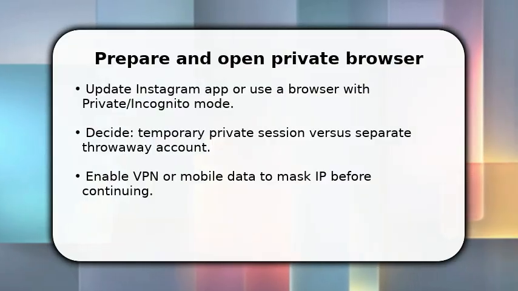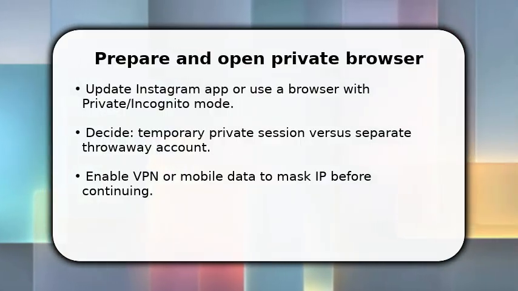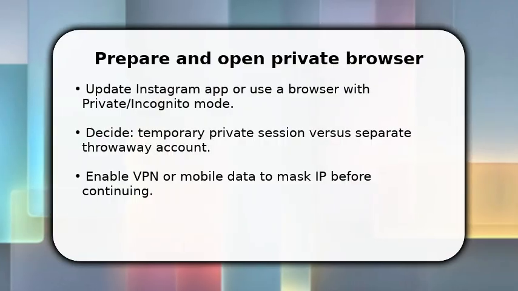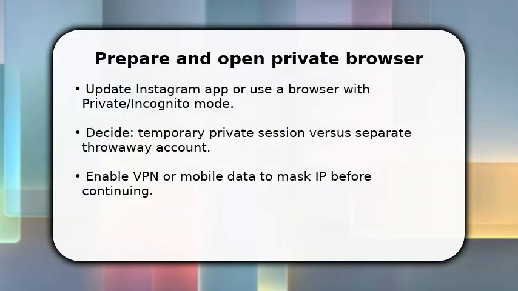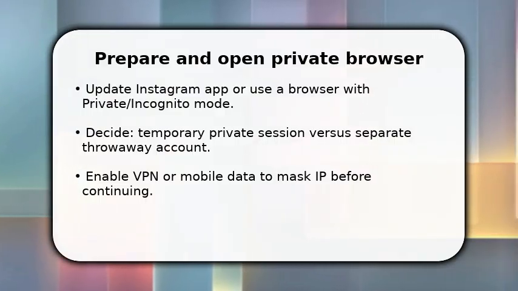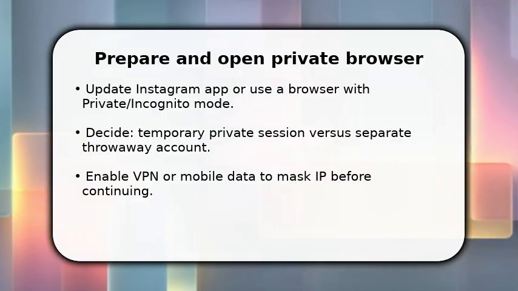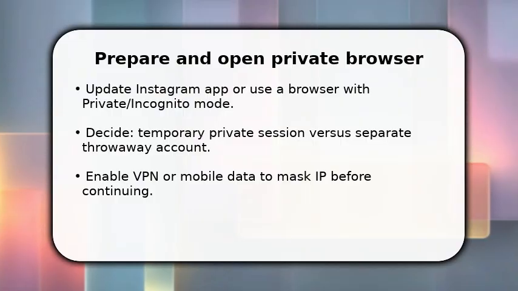You start by choosing the fastest private path. Open your device browser and launch a private or Incognito tab, or confirm you have a separate throwaway Instagram account ready. Make sure the Instagram app is updated if you plan to switch to it later. Turn on a VPN for better anonymity and switch to mobile data if you want to avoid your home IP.